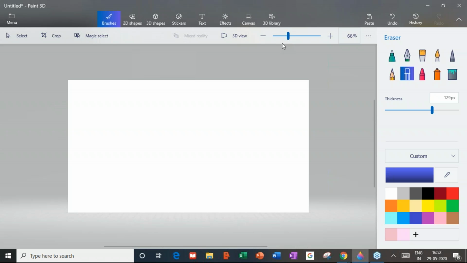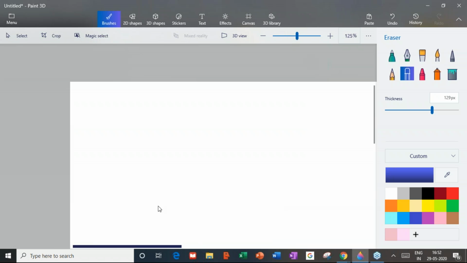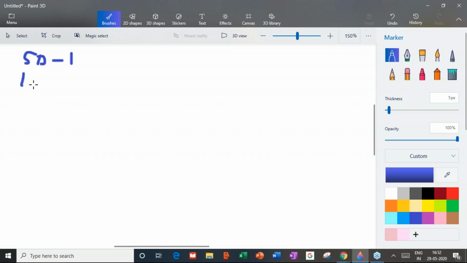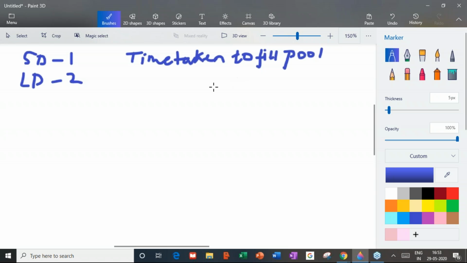Okay, so the question says that there are two pipes, one with a smaller diameter and one with a larger diameter. Correct? So we'll take the smaller diameter pipe to be pipe 1 and the larger diameter pipe to be pipe 2. Okay. So now we'll say that the time taken to fill the pool by pipe 1 is x hours and pipe 2 is y hours. Correct? You got it till here?